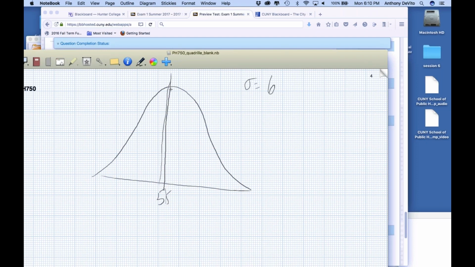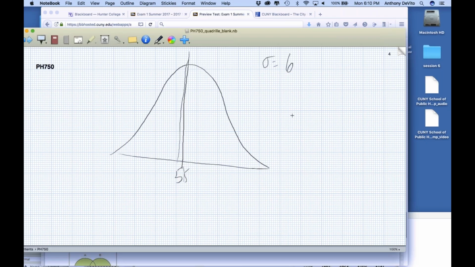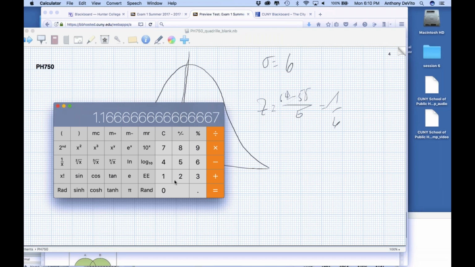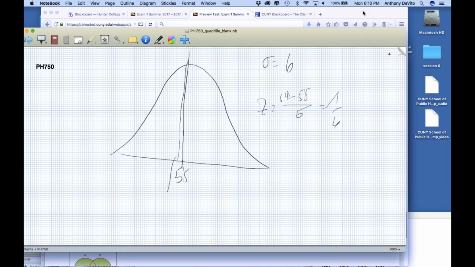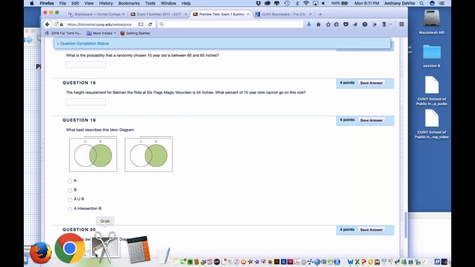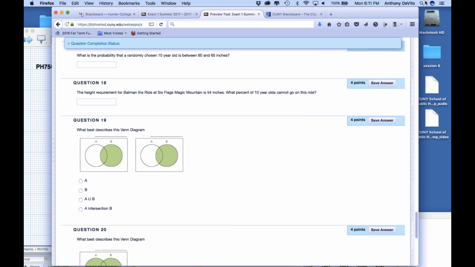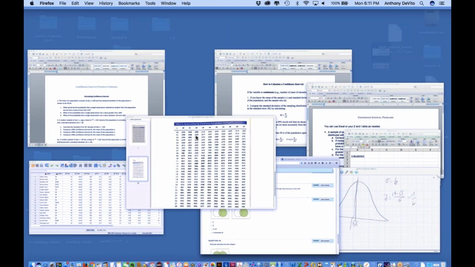So the percentage of 10-year-olds that couldn't go on this ride is going to be whatever this z-score represents. z is equal to 54 minus 55 over 6, which is negative 1/6. What is 1/6? 1 divided by 6 is 0.17 for our purposes, because we only have 2 decimal places to work with. So we would go to our z table and look that up. Where did the z table go? There it is.